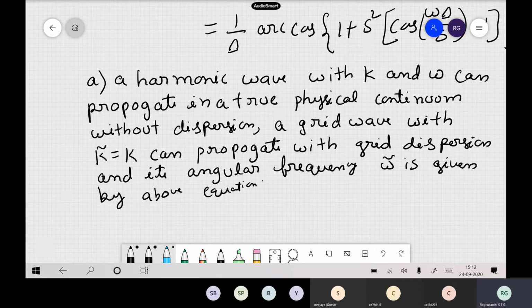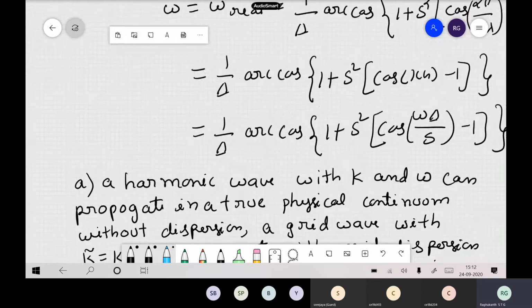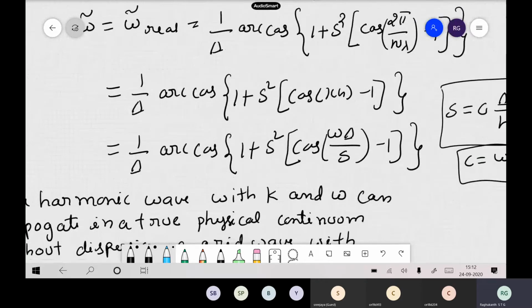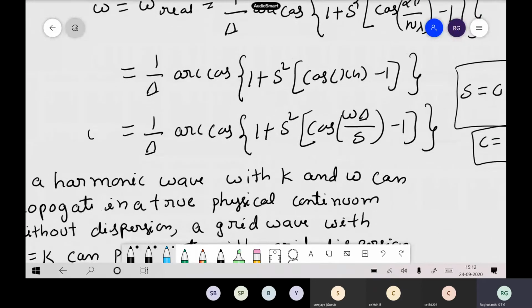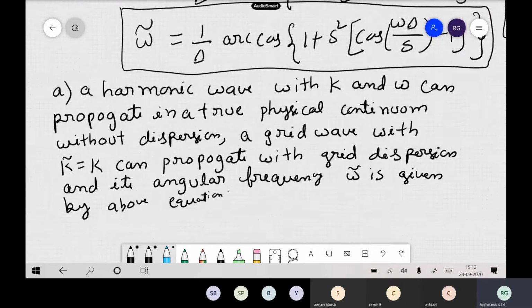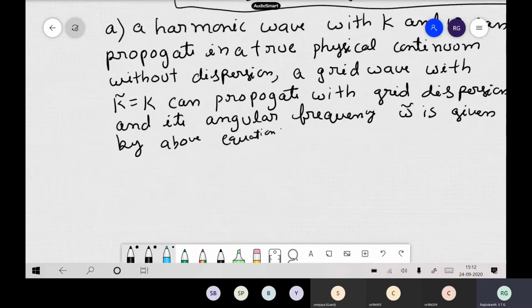So if you have selected your delta and h such that your psi lies from minus 1 to 1 itself, now in this grid, your omega bar is our new dispersion relation. The original dispersion relation is omega by k itself. Okay. So this is the meaning of this expression actually.